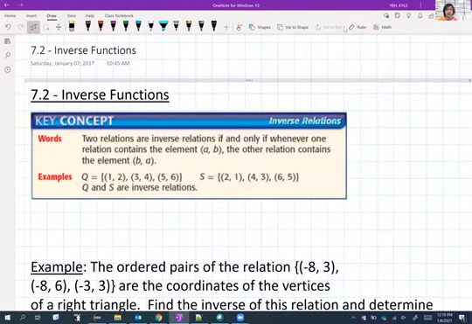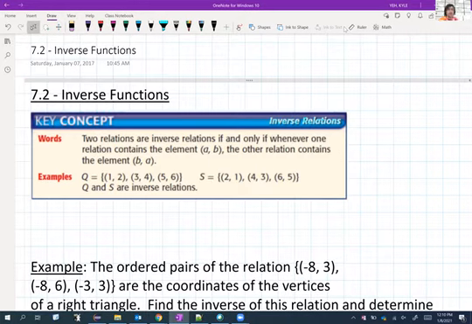Hey guys, today we're going to be covering section 7.2, which deals with inverse functions. We're going to talk about what they are, some properties of them, how to find an inverse function of an original, and then how to check to see if two functions are inverses. So we're just going to jump right in here.